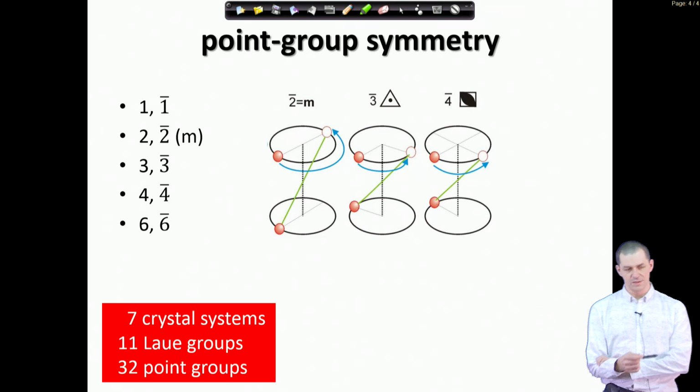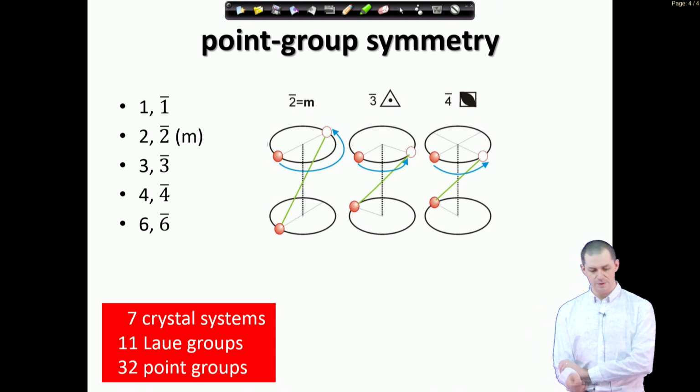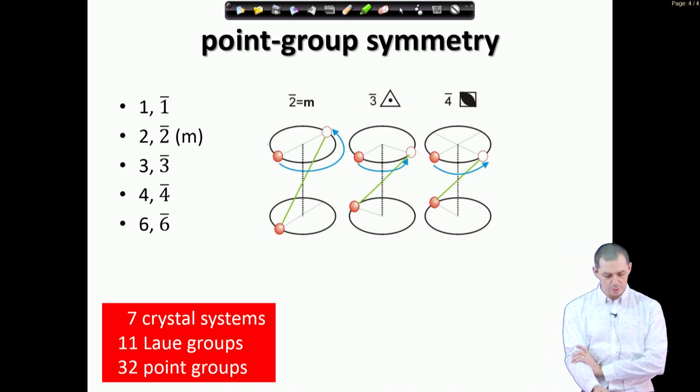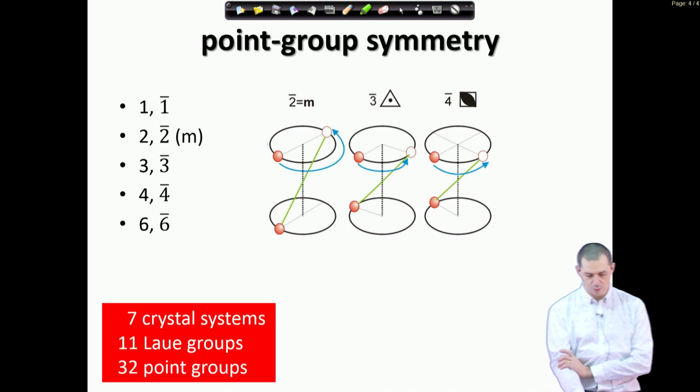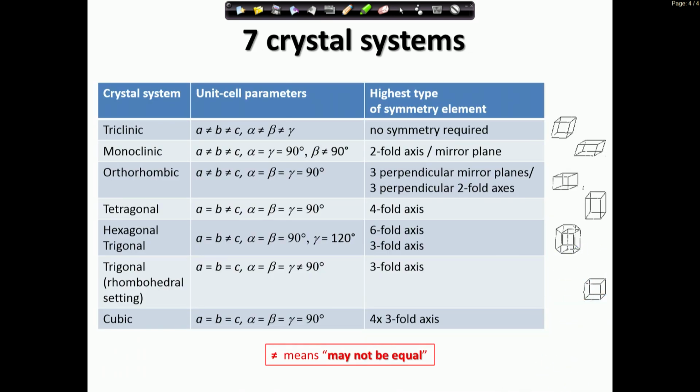And based on the different symmetries, there are classifications of symmetries into crystal systems, Laue groups, and point groups. And we will go through this concept. So the most coarse classification of crystals is into 7 crystal systems. And the crystal systems are, roughly speaking, the classification by the highest possible symmetry. So you see, there are 7 crystal systems.